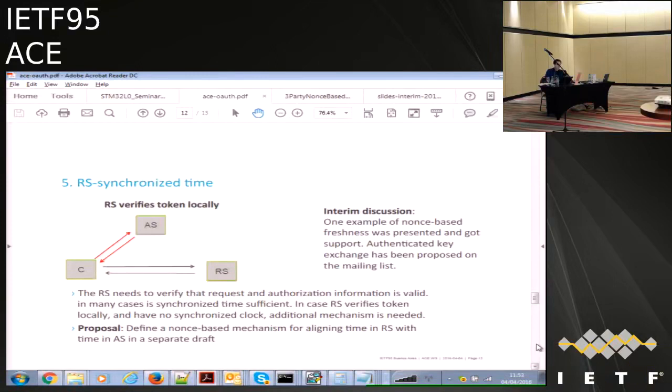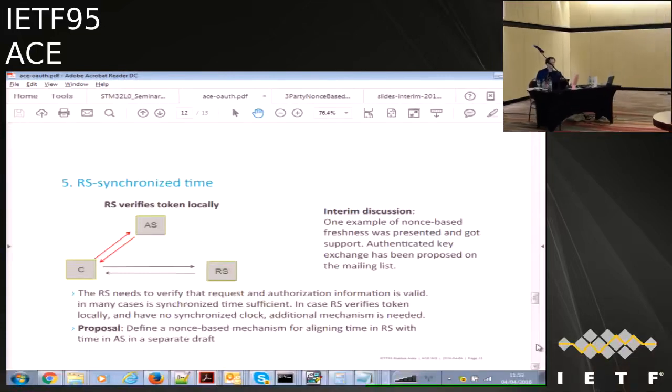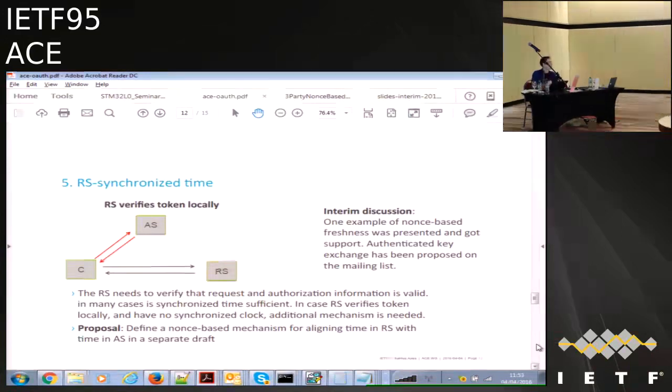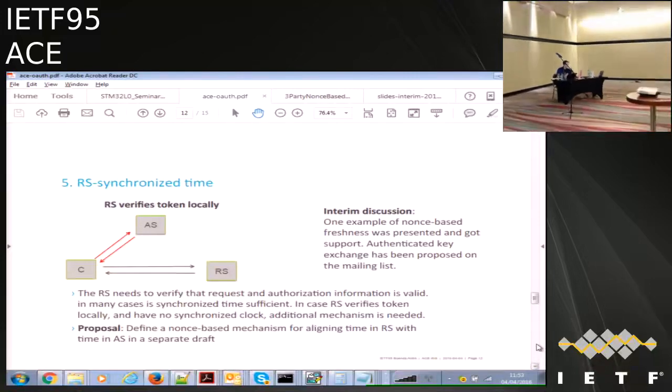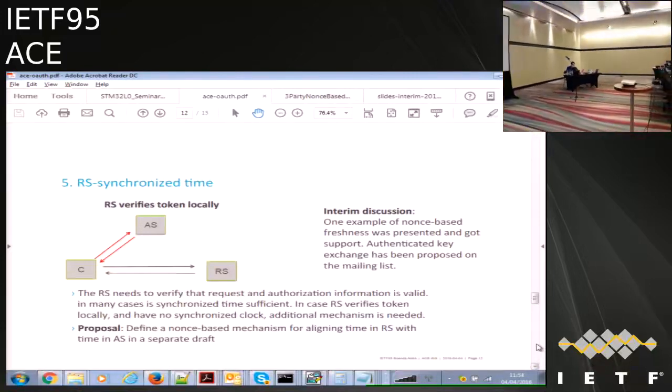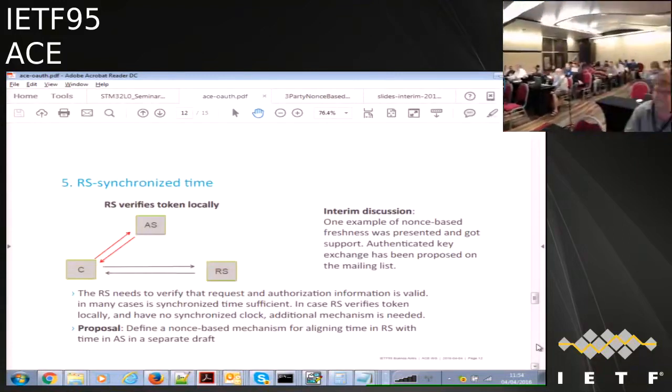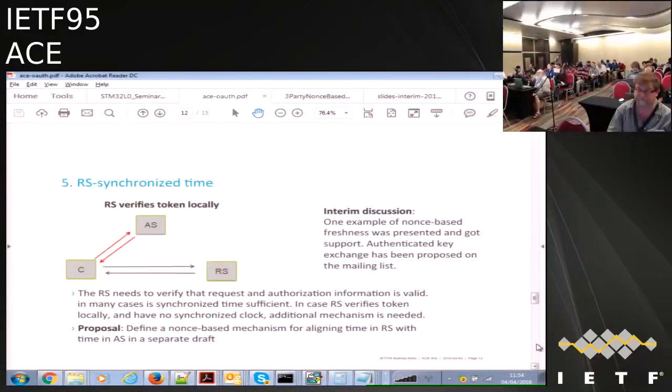Then 11. Okay, and for the other scenario, who's looking at scenarios where this is actually not the case, where you don't have clock-synchronized devices? Raise your hand. 1, 2, 3, 4, 5. I see 5 hands. Okay. Good.